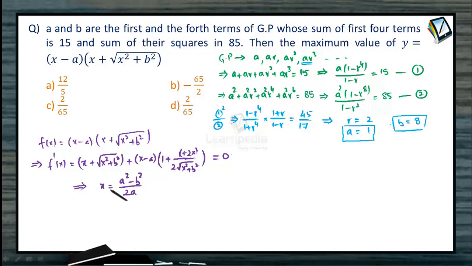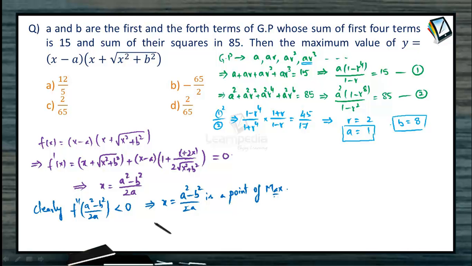Once we have identified the stationary point, this could be either maximum or minimum. Now how do we differentiate whether we have a maximum value or minimum value? F double dash value at a square minus b square by 2a happens to be a negative number. So what do we observe? X equal to a square minus b square by 2a is a point of maximum. And how much is the maximum of f of x? Maximum of f of x will be f of a square minus b square by 2a.